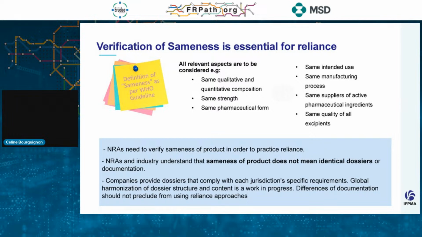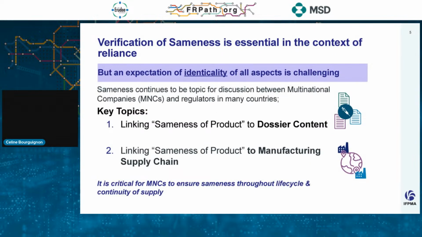Now, there is a need to deep dive a little bit into that. NRAs need to verify the sameness to be able to practice reliance. That's very clear. Now, sameness of product doesn't necessarily mean identical dossier or documentation, and I'll come back to that. So companies provide dossiers that are adjusted with local requirements, global harmonization of dossiers, and there might be differences in documentation, but the differences in documentation might not be reflective of differences in product quality or in products. So I think it's essential to be able to differentiate.